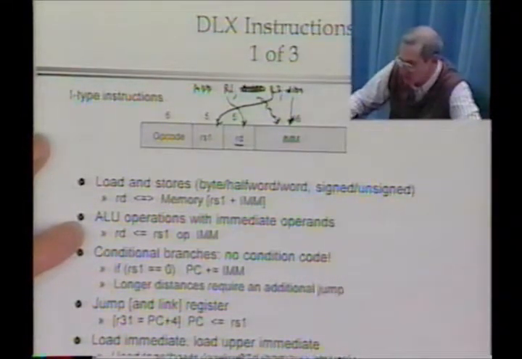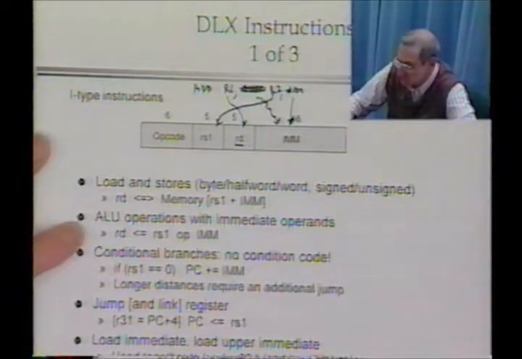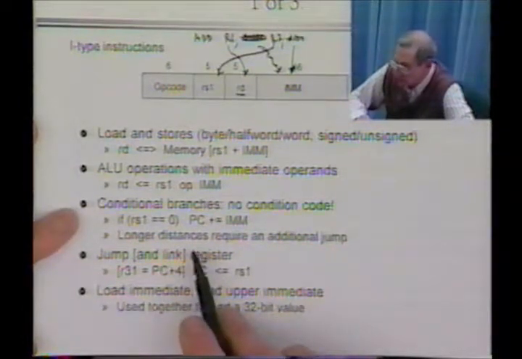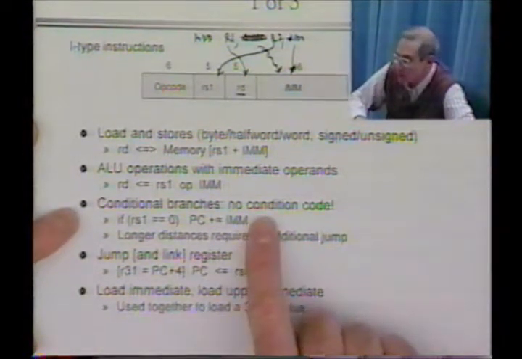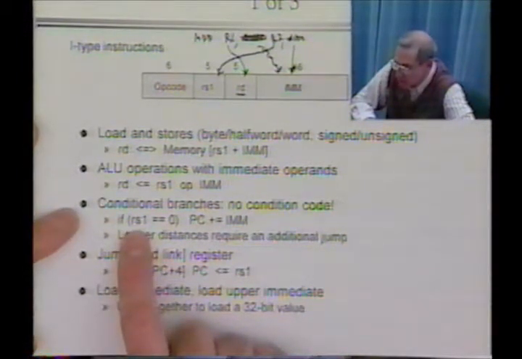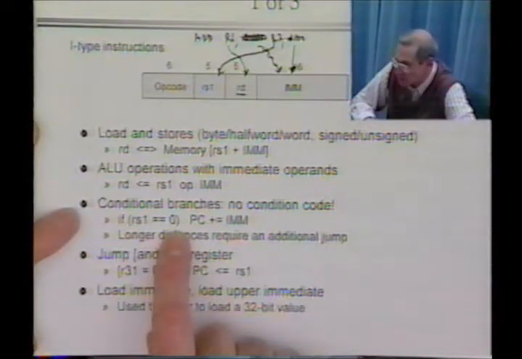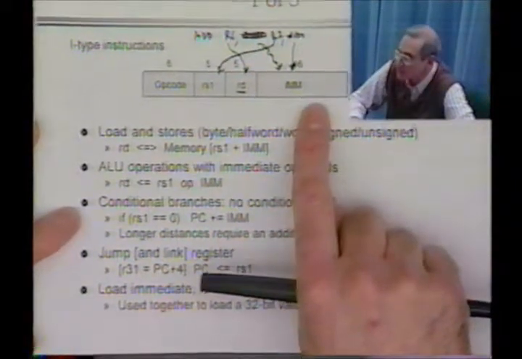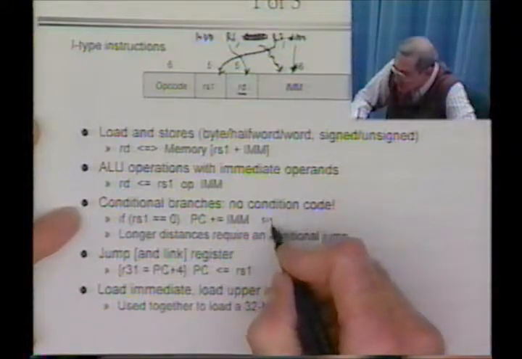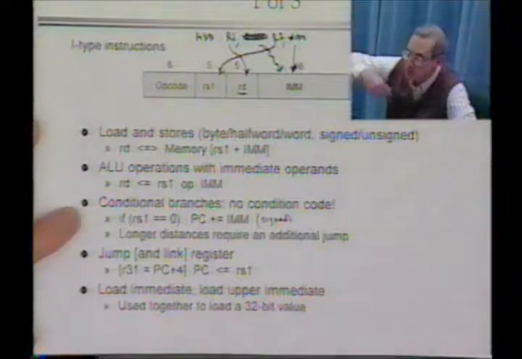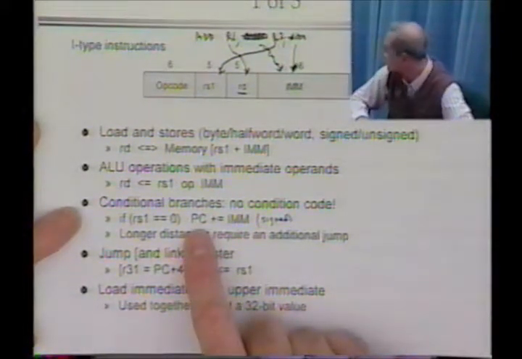Assembling for a machine like this is fairly trivial. Conditional branches. Conditional branches use this immediate field, and in fact this is a machine on which there are no condition codes. The only thing you can do in this machine is to test to see whether a given register is 0 or not. And if the register is 0 or not, depending on the conditional branch, then you modify the existing program counter by adding to it the signed immediate field. The immediate field is signed and sign extended. So you can do a conditional branch to plus or minus 32k bytes, roughly, around the current instruction.